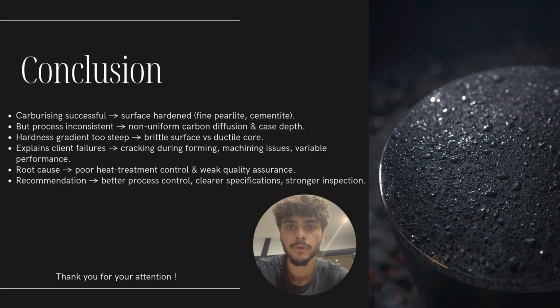In conclusion, our analysis of the carburized steel showed that the surface was successfully hardened, but the process was not well controlled. The microstructure revealed excessive cementite and an inconsistent carbon gradient, which created a very brittle surface. This explains the client complaints such as cracking during forming, machining difficulties, and unpredictable performance. Overall, the study highlights the importance of proper heat treatment control and better quality assurance to ensure reliable and consistent steel properties.